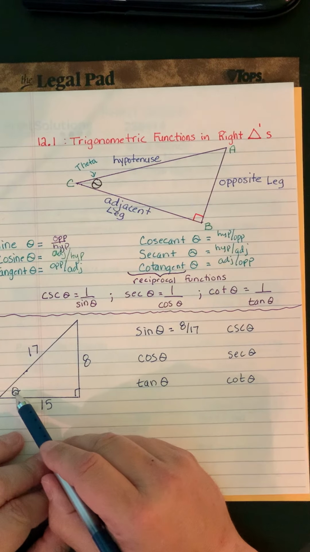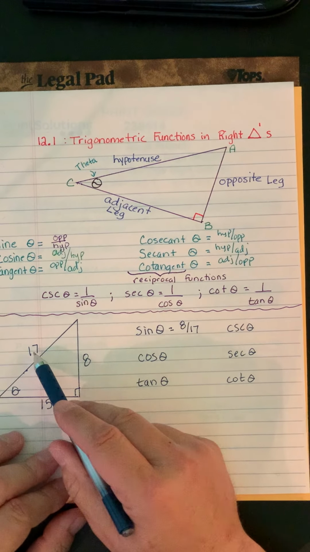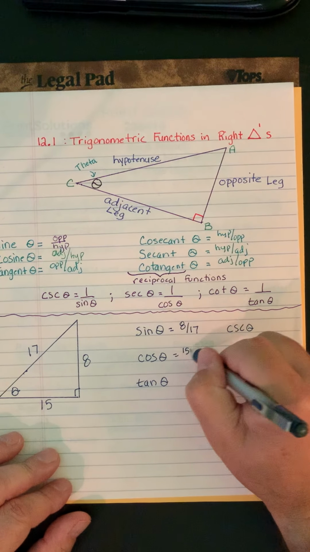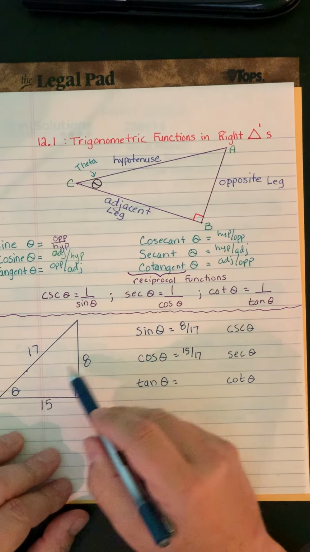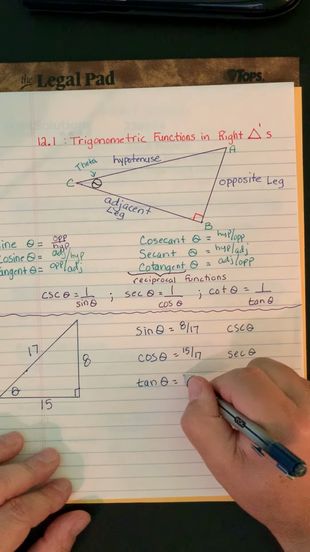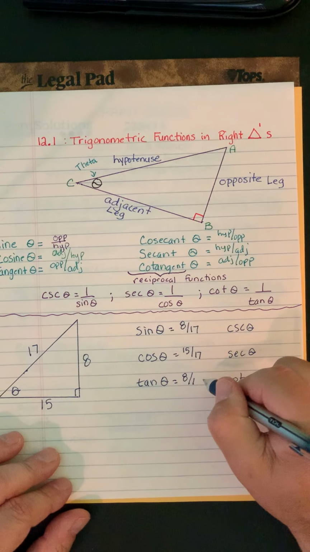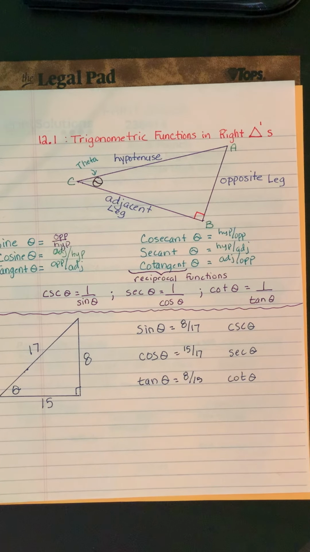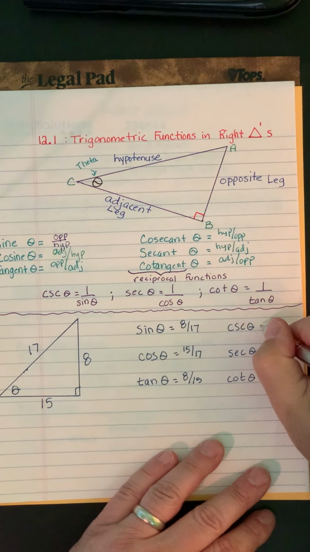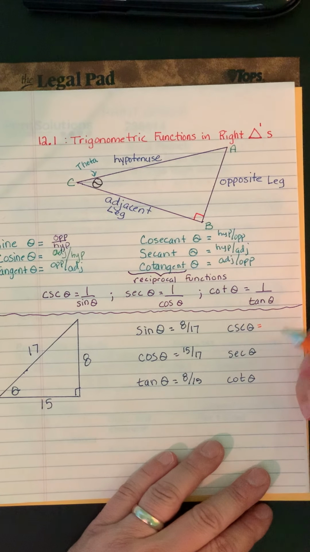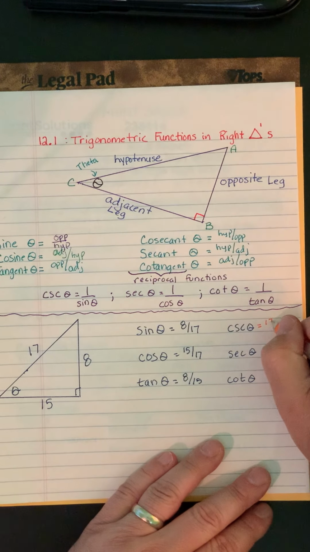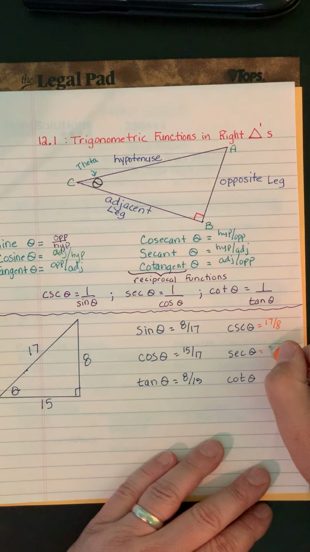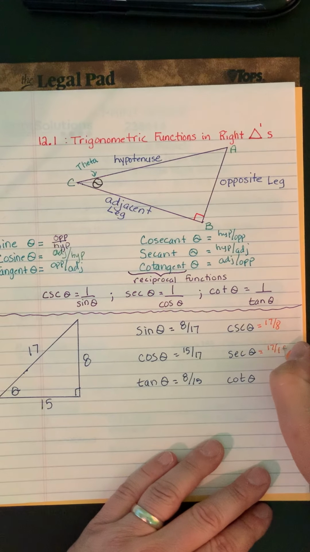Cosine, theta is right here. So it's adjacent, 15 over hypotenuse, 17. And then tangent is opposite over adjacent. And then for these, all you have to do is take the reciprocal. So remember, the reciprocal is like putting 1 over it. Some of you might say flip it. It's not always just flip it, but 17 over 8, 17 over 15, and 15 over 8.